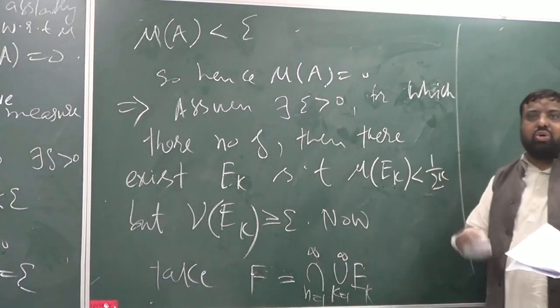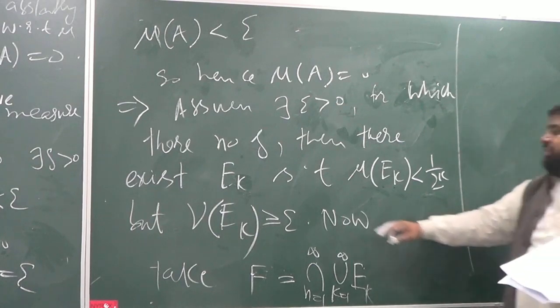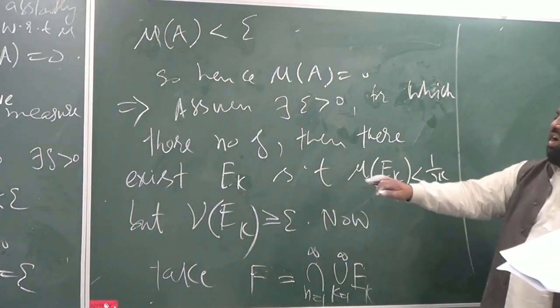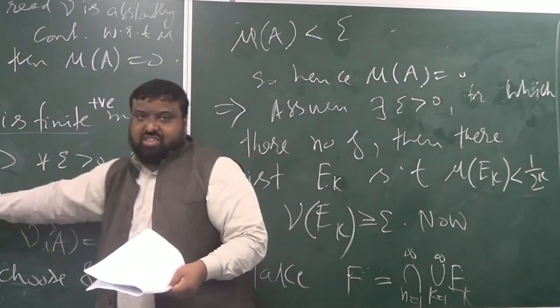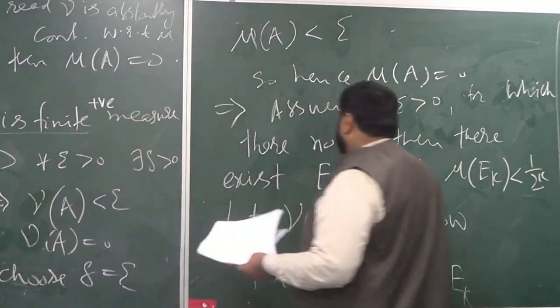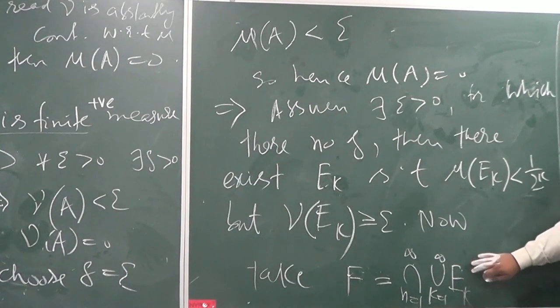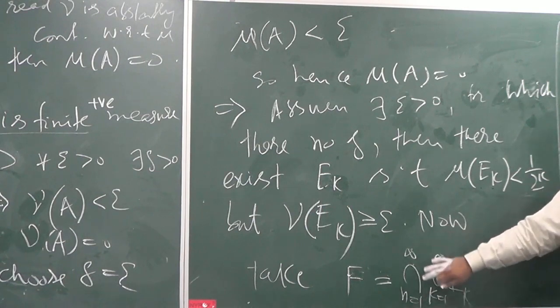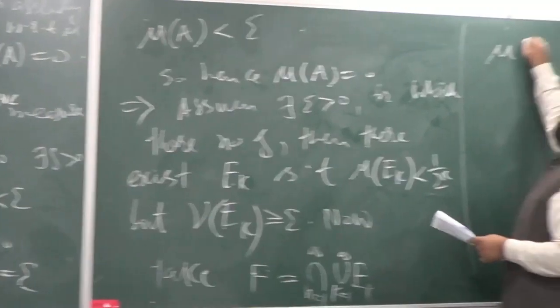So since I'm doing it through contradiction, it's going to happen for sure that there are some sets, such kind of sets, which violate this inequality, which violate this statement. Okay. So I'm finding some E_k for which this is not true. And I'm saying that let's take the union and intersection in this manner of those E_k and give them a name, F. And let's think about their measure. Now, what would be the mu of F?